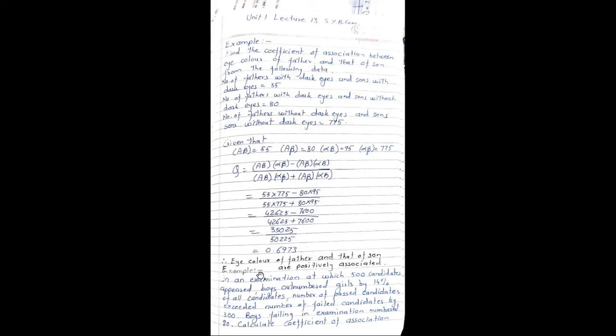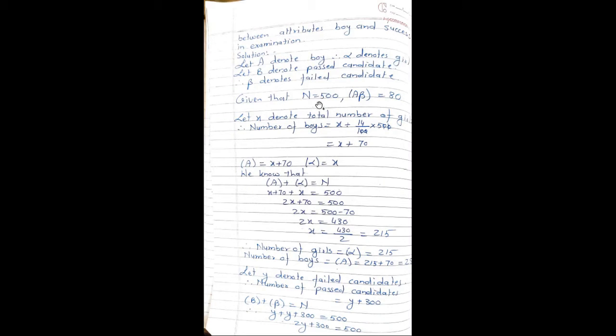Next example. In an examination at which 500 candidates appeared, boys outnumbered girls by 14% of all candidates. Number of passed candidates exceeded number of failed candidates by 300. Boys failing in the examination numbered 80. Calculate coefficient of association between attributes boy and success in the examination.